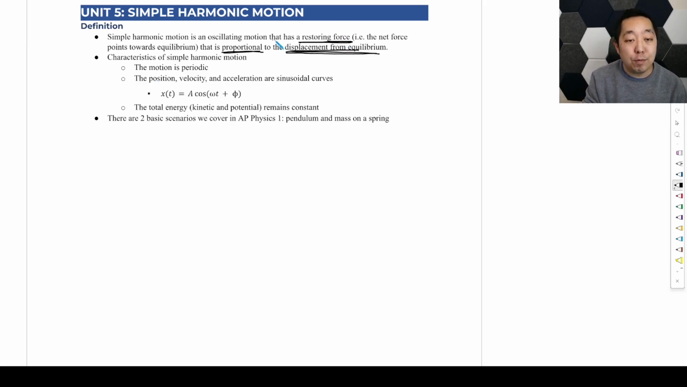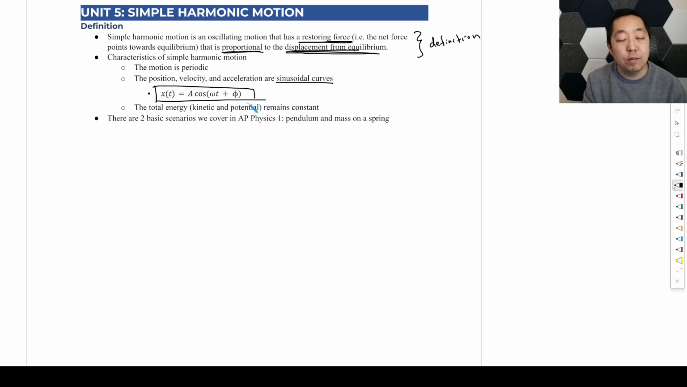Now from that definition, a lot of people get confused. This is the definition here, and then there are properties that come about because of that. There are some characteristics. One is that the motion is periodic and that the position, velocity, and acceleration are sinusoidal curves given by this. This is the position curve, but the velocity curve is going to look very similar, and we'll talk about how that operates.